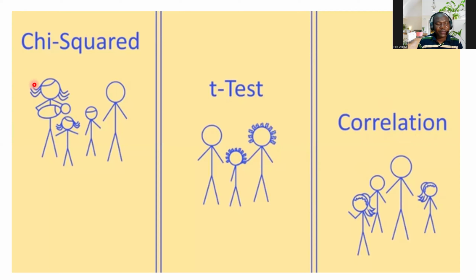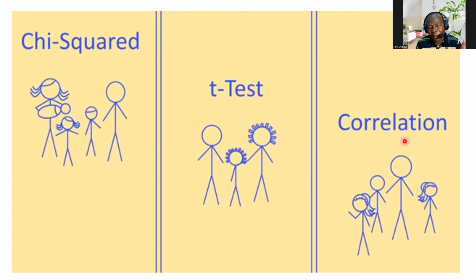The chi-square family, when you are dealing with categorical variables, okay? The t-test family, when you are dealing with continuous variable, the t-test, the ANOVA family. These are the possible tests you are going to be using. And of course, you have the correlation family, the correlation, the regression analysis family. So usually, your choice of statistical test will be guided by these three families, okay?